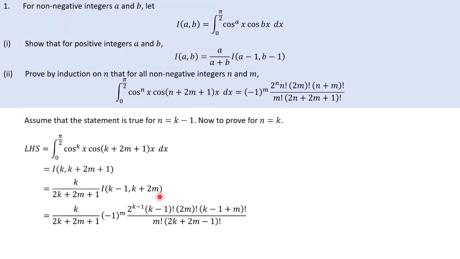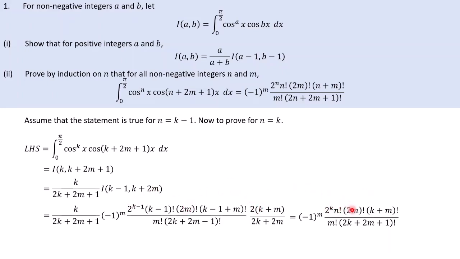I plug in k minus 1, and now if I want to prove the statement for n equals k, I probably want to find a way to fudge this to make it look like the right hand side. Well, we see 2k plus 2m minus 1, we have 2k plus 2m plus 1. To get 2k plus 2m plus 1 factorial, we are missing 2k plus 2m. So I multiply by 2k plus 2m in the top and bottom. And now we can actually tidy things up. Firstly, minus 1 to the m is here. The k goes into the k minus 1 factorial. Sorry, this should be k factorial. The 2 goes into here, so you get 2 to the power k, k factorial.